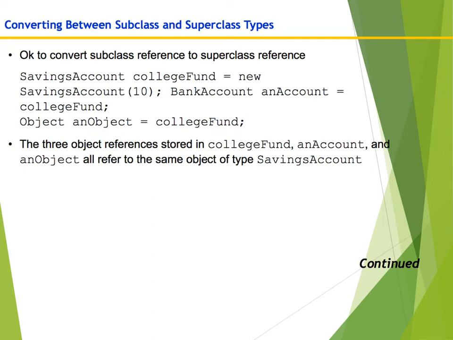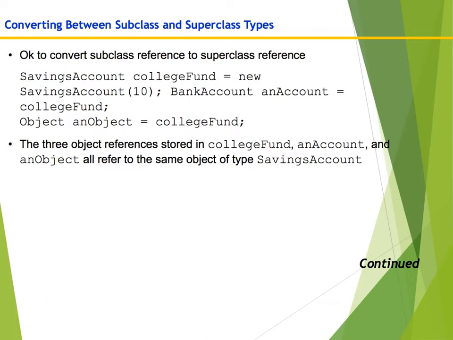Another important point about classes in Java is that it is okay to convert a subclass reference to a superclass reference. For example, let's assume that you have a variable of type savings account called college fund, and you instantiate an object of savings account using the constructor of savings account, and after instantiating an object, you set it equal to college fund. So college fund is a variable of type savings account which refers to an object of savings account.